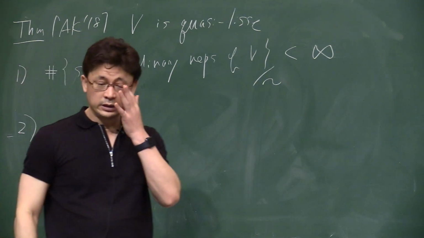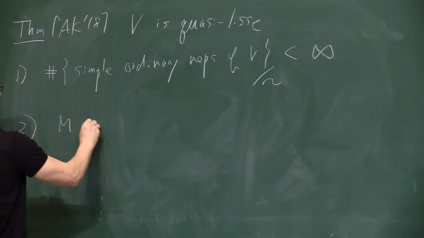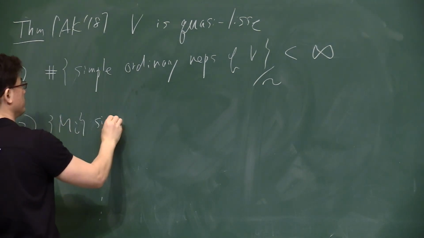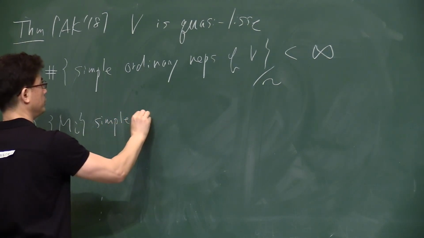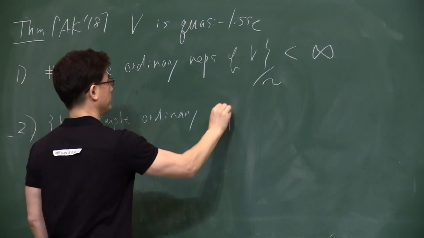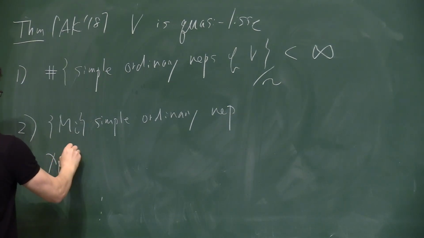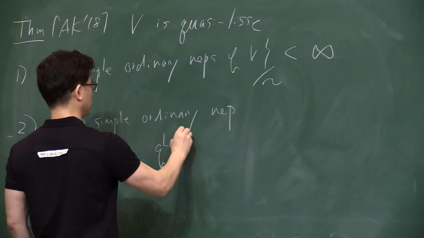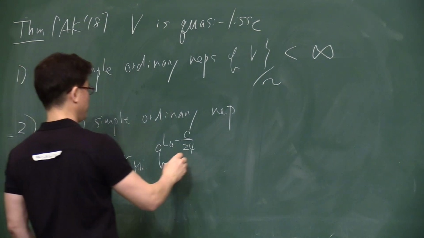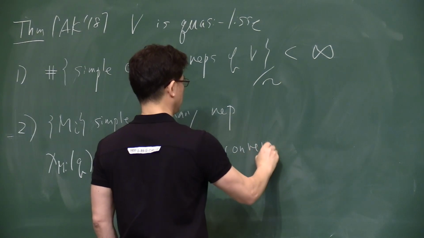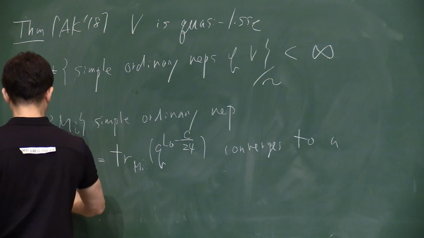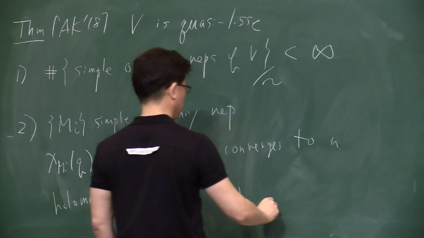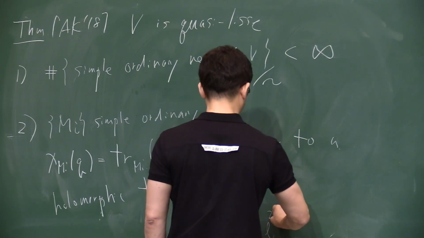Another statement is that there are finitely many simple ordinary representations. Let M be a simple ordinary representation. Then the character makes sense, by the definition of ordinary representation. And the statement is that this converges to a holomorphic function on the upper half plane, where q equals e to the 2 pi i tau as usual.